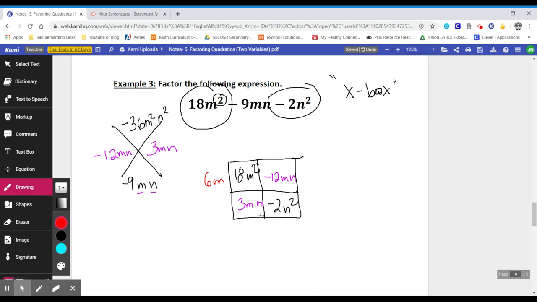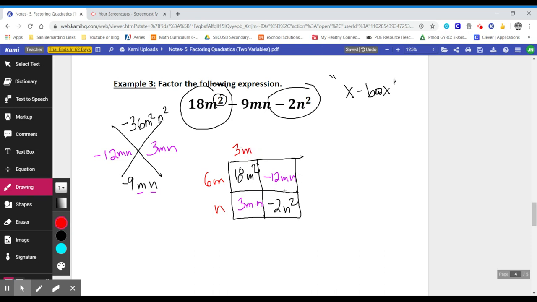So 6m. And then here, it looks like I can take out, well, just an n really, because they both share n. So I'm going to put an n right here on the side. I can take out an m, and I can take out any other term. And then the first number is positive, so it stays positive. Okay, so first column, what can I take out of these two? It looks like I can take out a 3 for sure, because 3 goes into both of those, 18 and 3. And I can also take out an m.